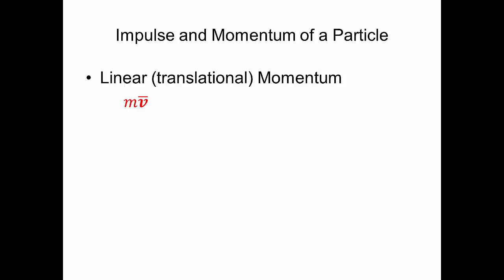So for impulse and momentum of a particle, linear momentum or translational momentum is a mass times a velocity vector. If I have a mass that's 1 kilogram that's traveling at 2 meters per second in the x direction, then my momentum, the mass times the velocity vector, is equal to 1 kilogram times 2 meters per second in the i direction, which is equal to 2 kilogram meters per second in the i direction.